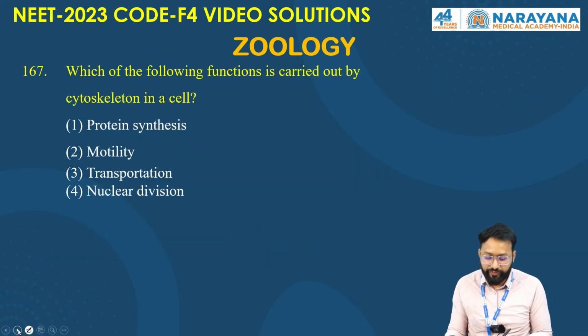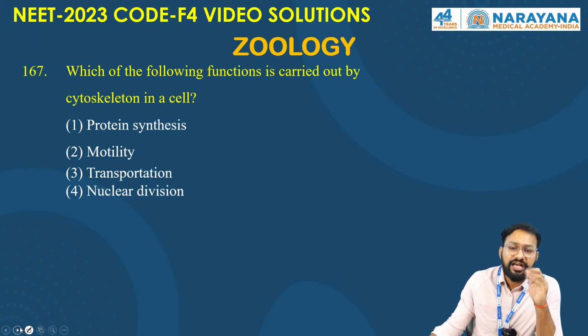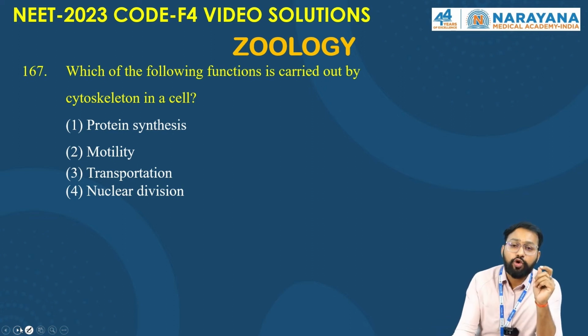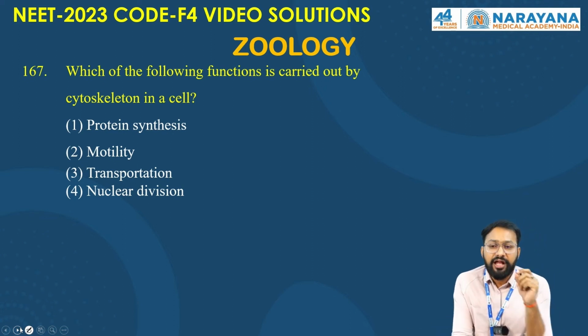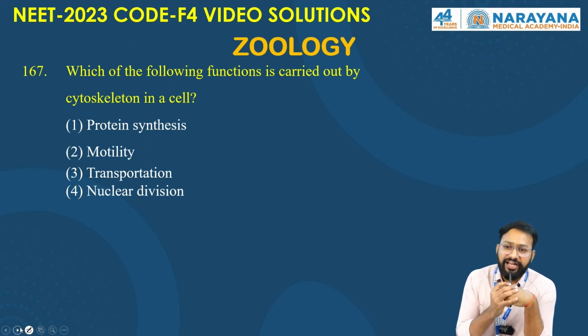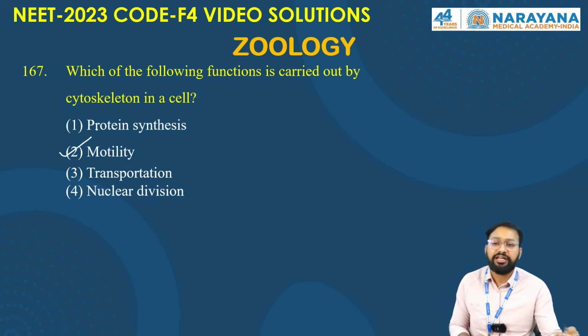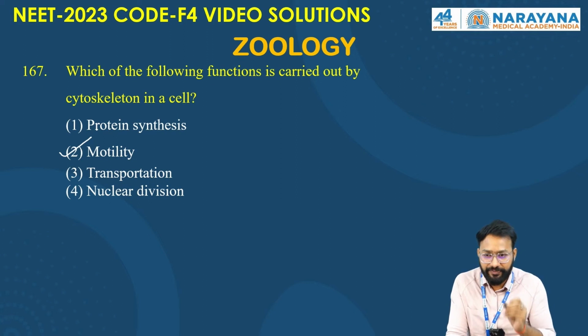Moving to the next question, question number 167. Which of the following functions are carried out by the cytoskeleton in a cell? We have seen in locomotion and movement, the amoeboid movement, cytoskeletal elements and microfilaments present within the cell. Streaming of cytosol helps in motility. So motility is a function of cytoskeleton elements present in a cell.